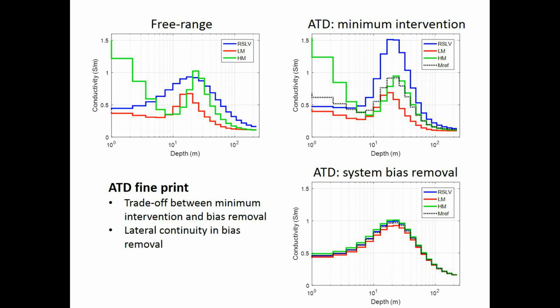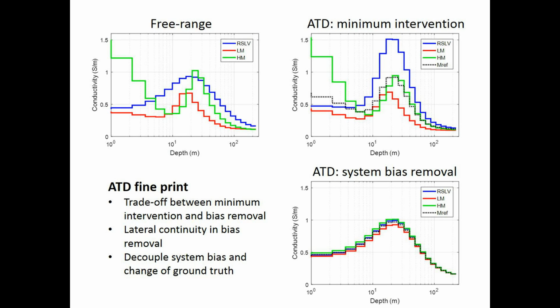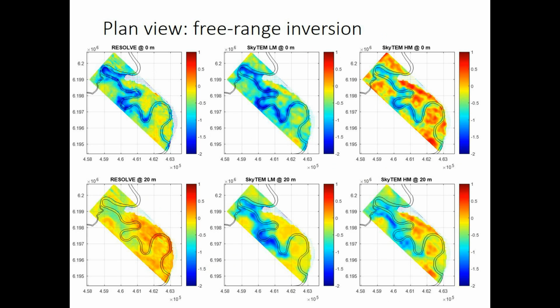And there must be a lateral continuity in this removal. For example, if you remove the first 6 time channels from this sounding, you want to keep the same number for the next sounding, right? You don't want to move to the next sounding and remove 20 time channels. It's also challenging to decouple the system bias and the change of ground truth, because at some point it's not easy to distinguish the two, since they both show up in the model as discrepancy.